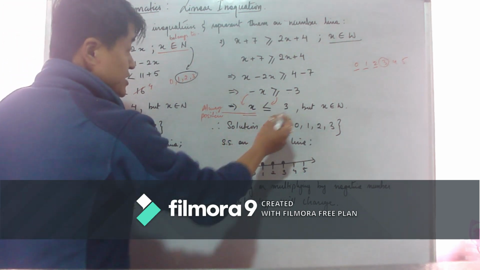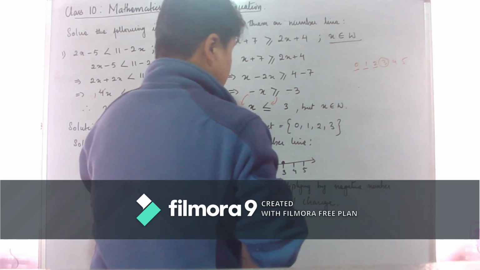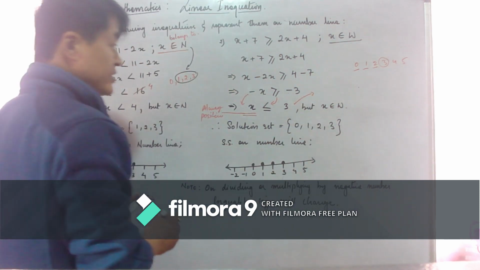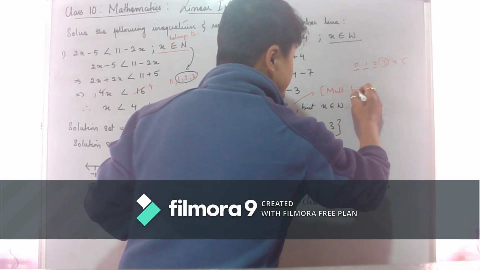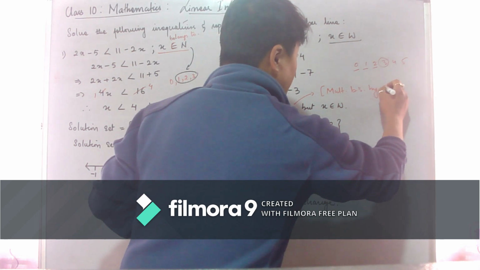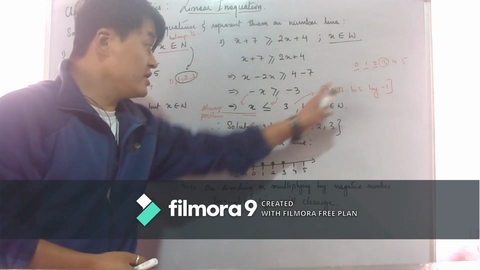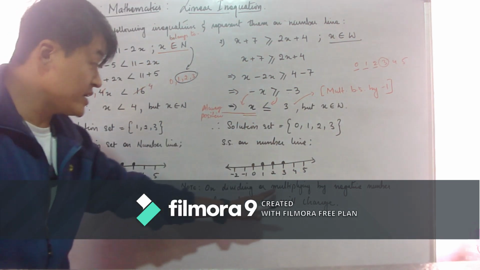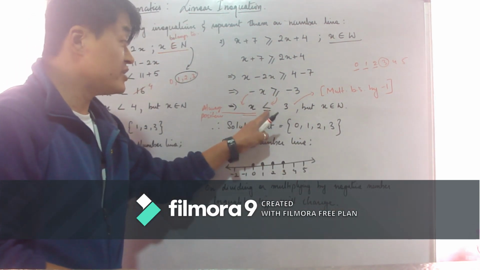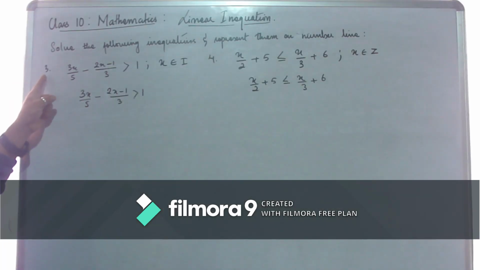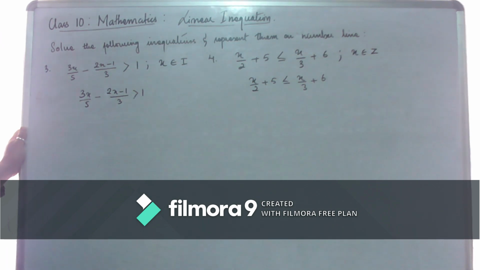So here also what we did, I can write here, multiplying both sides by -1. So this we obtain by multiplying both sides by -1. So when we multiply both sides by a negative number, the sign of inequality will change. Clear? Next question 3, that is 3x by 5 minus (2x minus 1) divided by 3 is greater than 1.